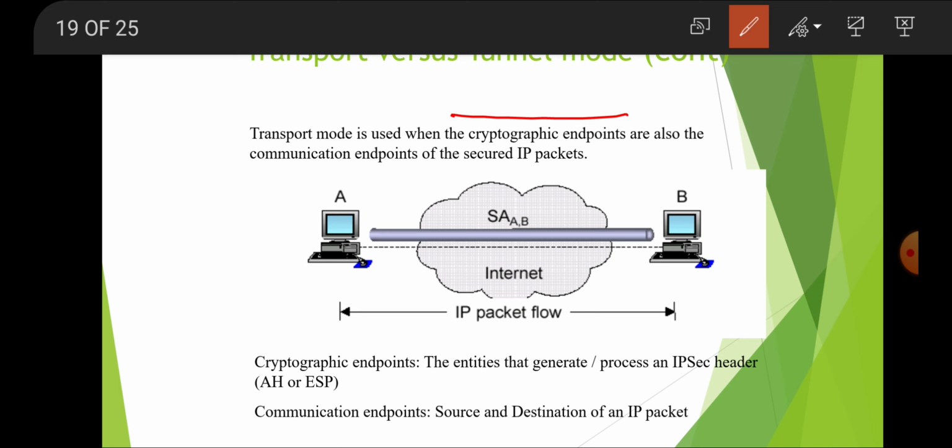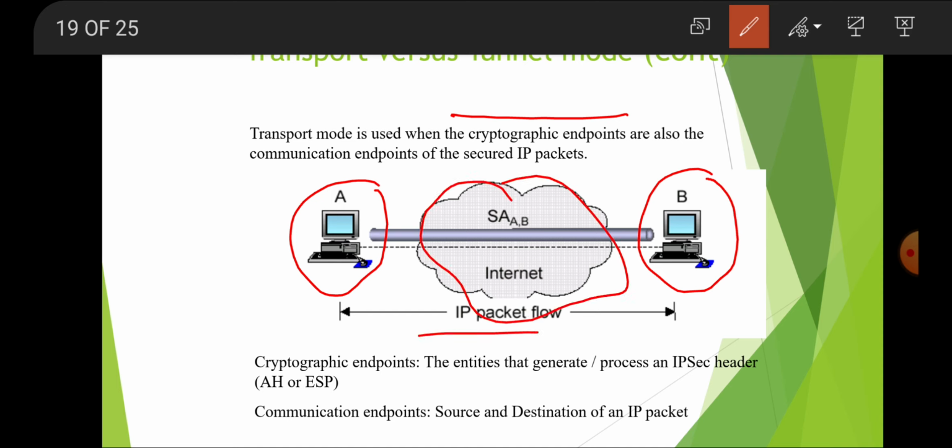So what does this mean? Suppose I want to send data from A to B. B is the cryptographic endpoint and also the endpoint of the communication, meaning wherever I want to send the data, that is my last point. It is over the internet, and I am sending the packet in both directions, from A to B or B to A.